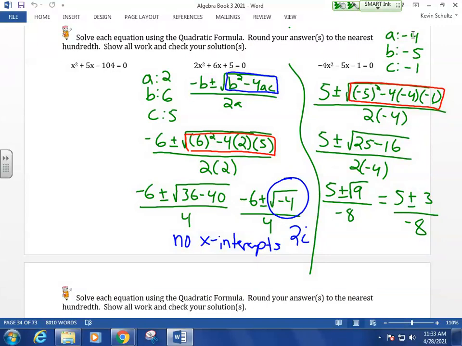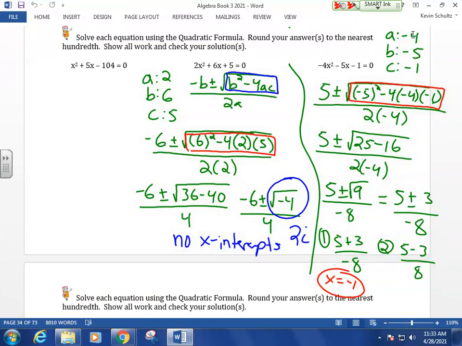But yeah. Okay, now we're ready to break it up into our two solutions. Our first one, 5 plus 3 divided by negative 8, which if you use your calculator for this, you can do this one mentally, but if you do, make sure you put parentheses around that numerator, 5 plus 3. And our second one, 5 minus 3 divided by 8. So our first one, 8 divided by negative 8, we get an x-intercept of negative 1.